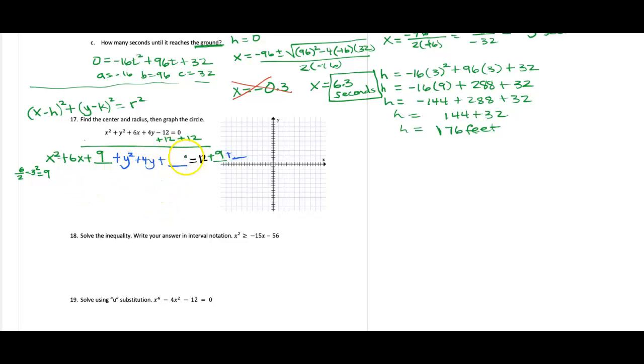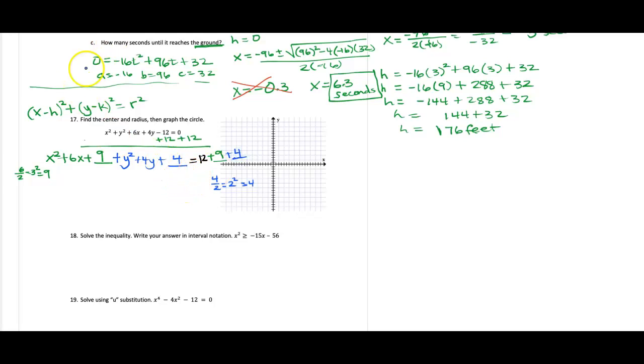Okay, and then the number that I put here, I'm going to take half of that middle term, right? So 4 divided by 2 is 2, and then 2 squared is 4. So 4 is what goes in both of these blanks.